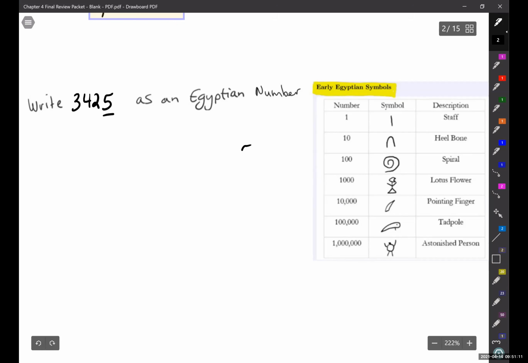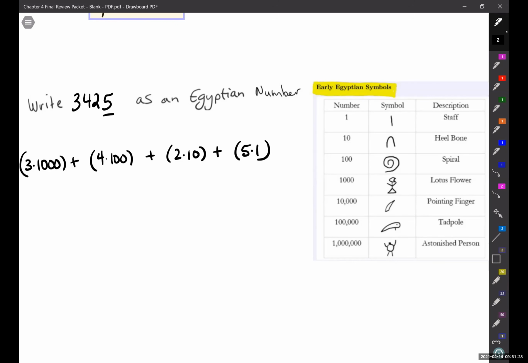So 5 1s plus 2 10s plus 4 100s plus 3 1,000s. Here I'm choosing not to write exponent notation because the Egyptian symbols are incremented based on power, like just 10, 100, 1,000, not 10 squared, 10 cubed.